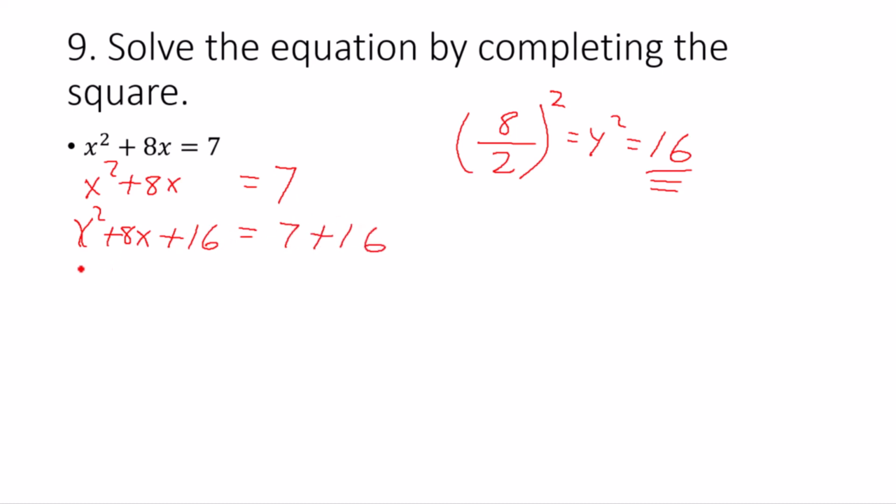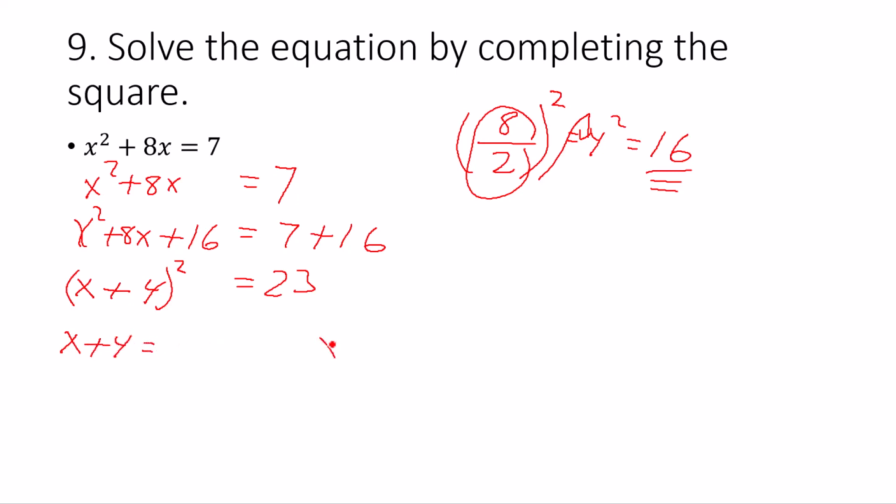Now on the left side, we factor that. X plus, what did I have before I squared it? I had a 4. So the 4 goes in here. The plus 8x means plus goes there. Quantity squared. What do I have on the right side? Well, I had the 7 and 16. We've got a 23. Now it's time to take the square root of x plus 4.